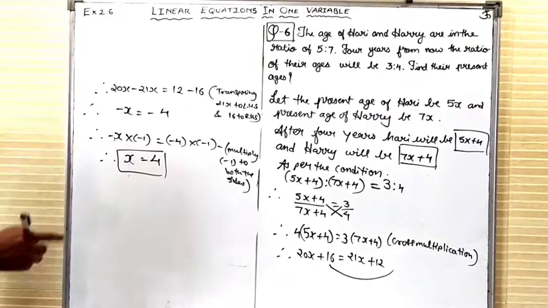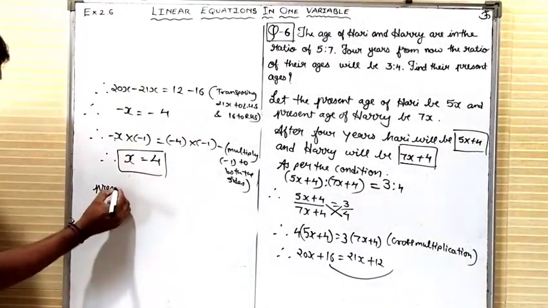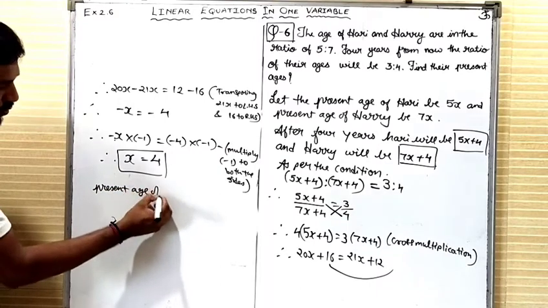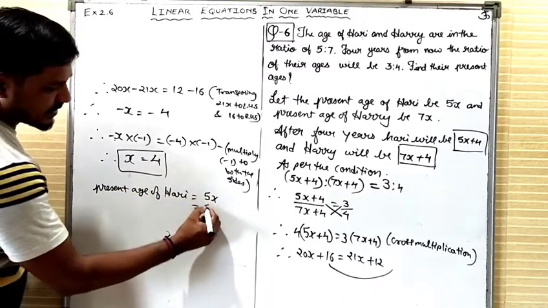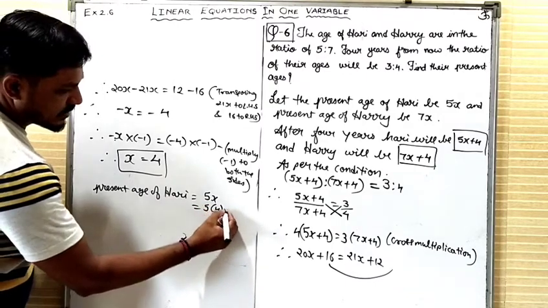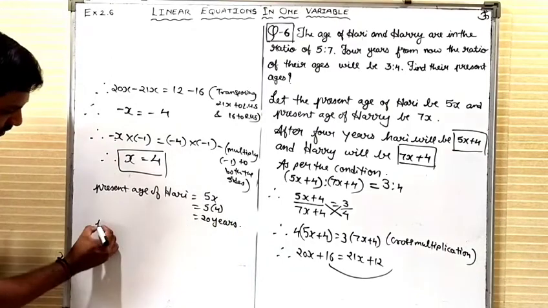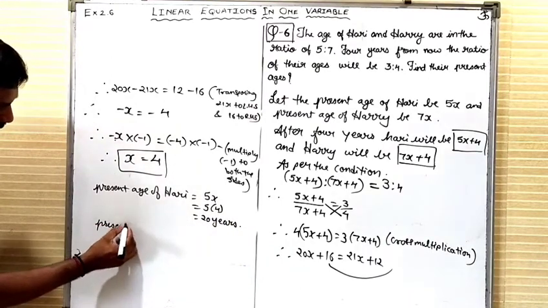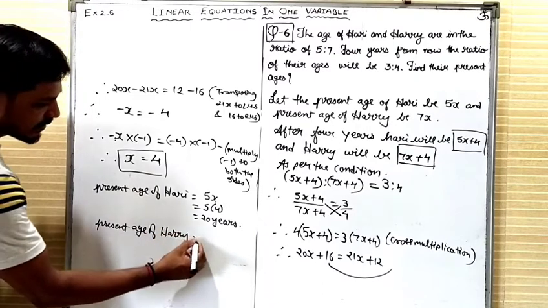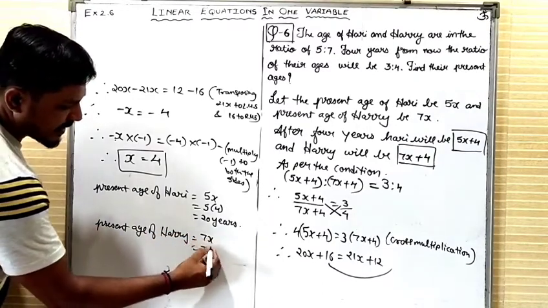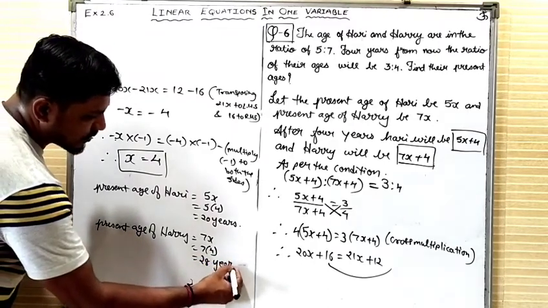So that means find their present age. So present age of Hari, who is 5 times of x, that is 5 fours are 20 years old, and present age of Harry, that is 7 times of x, 7 times of 4, that is 28 years old.